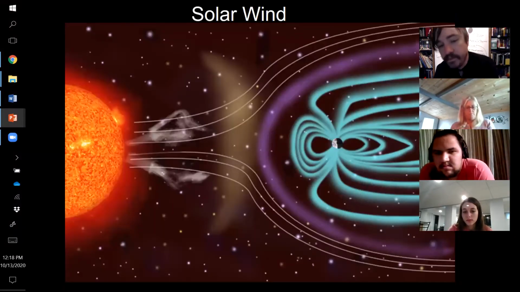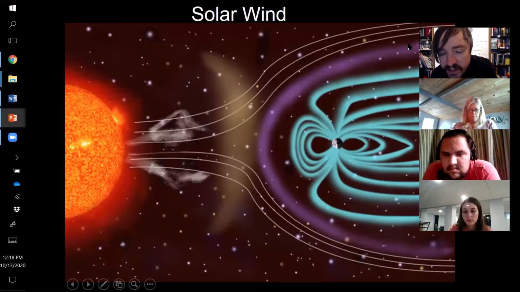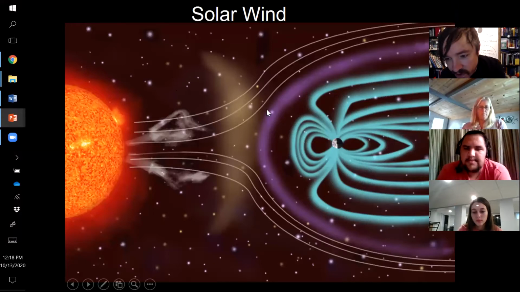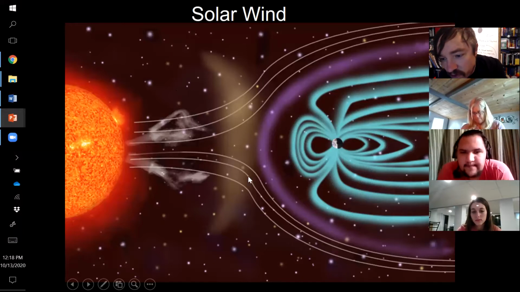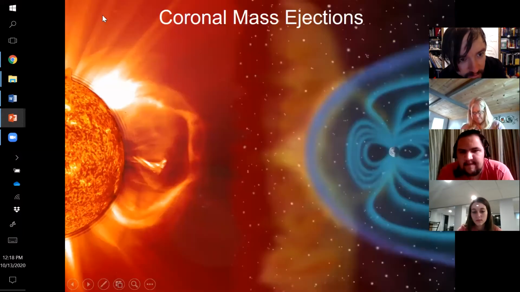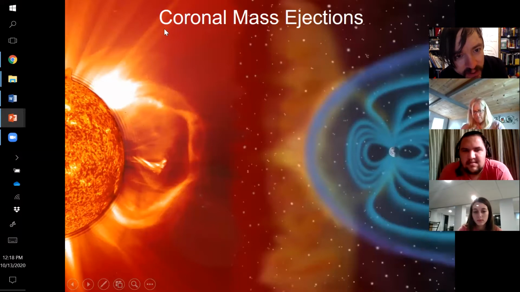We'll start at slide 31 here. The solar wind is constantly being pushed off of the sun, and the sun is emitting particle radiation that travels through the solar system and gets tangled up in the magnetic fields of the planets. So one day you may have this massive eruption on the sun. We call it a CME, a coronal mass ejection.